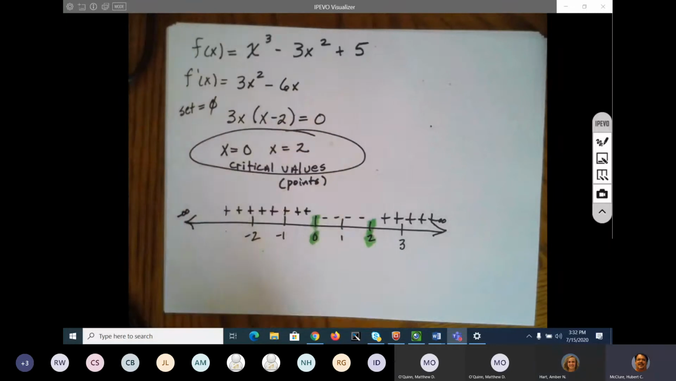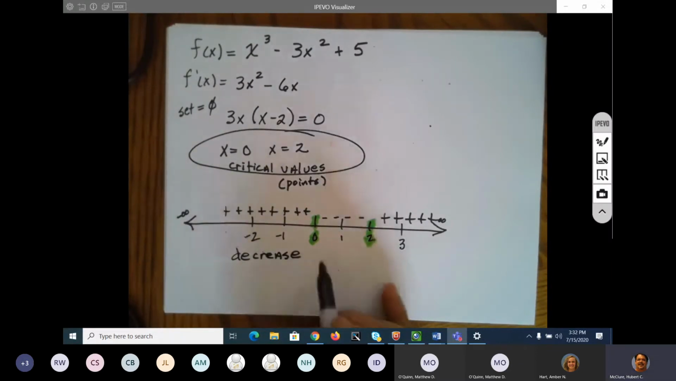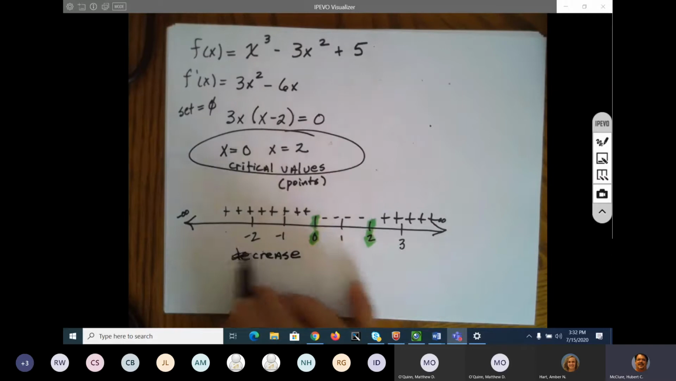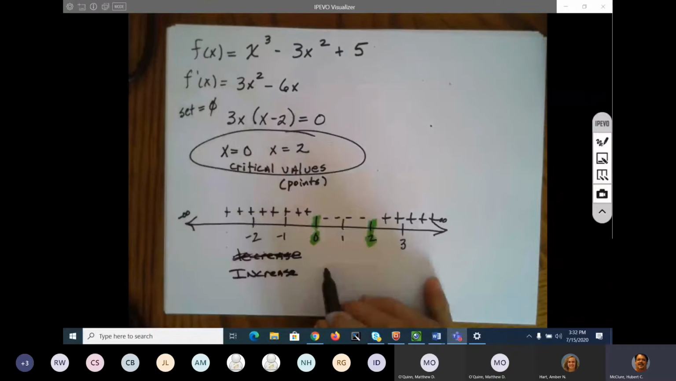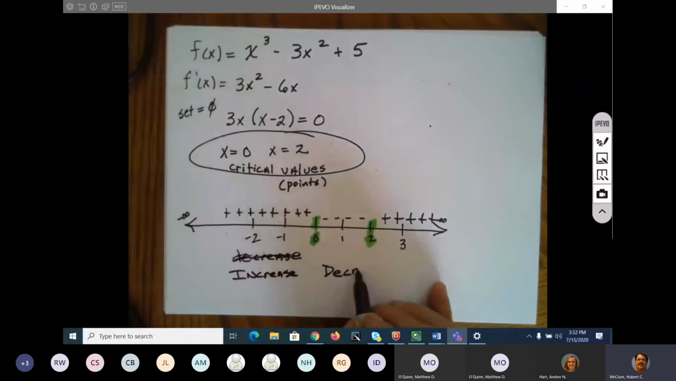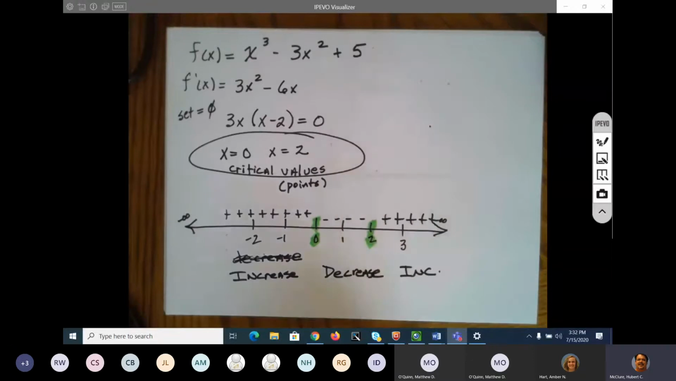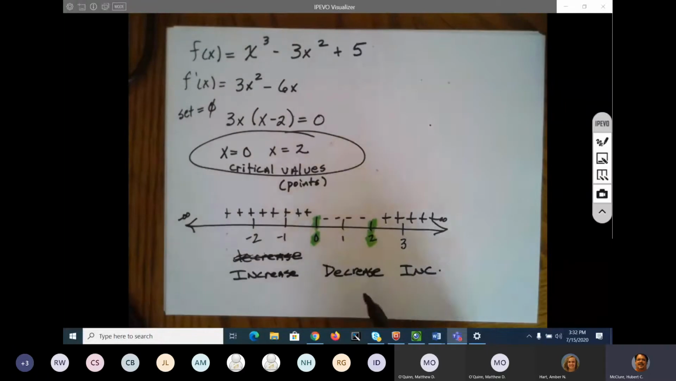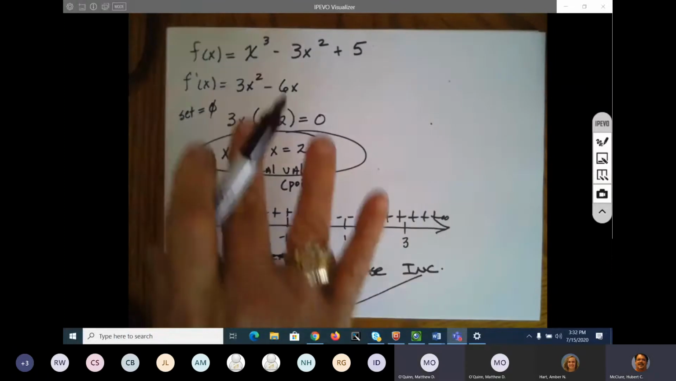So I know that I'm decreasing in the middle. I'm increasing here. I'm decreasing here. And I'm increasing here. Okay, so that means that I'm going up, then I'm going down, then I'm going up. So I'm just going to draw a sketch down here, very nonchalant. That's what the first derivative tells you.